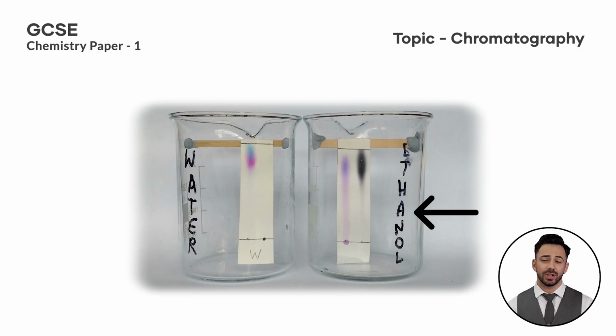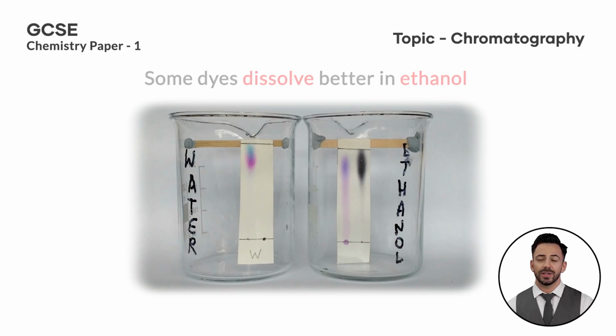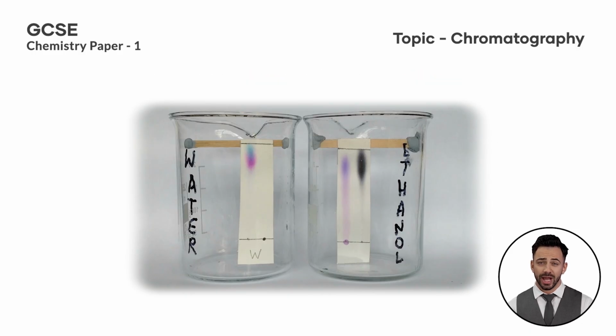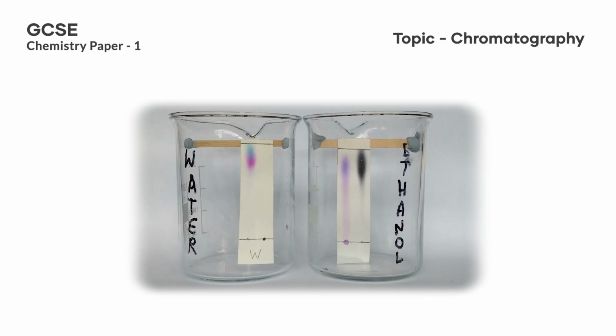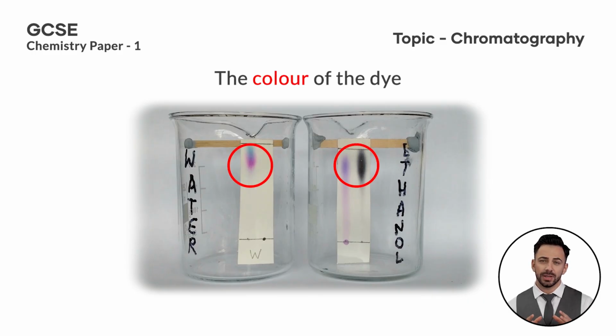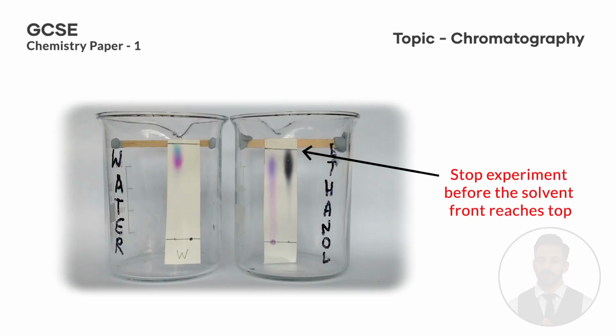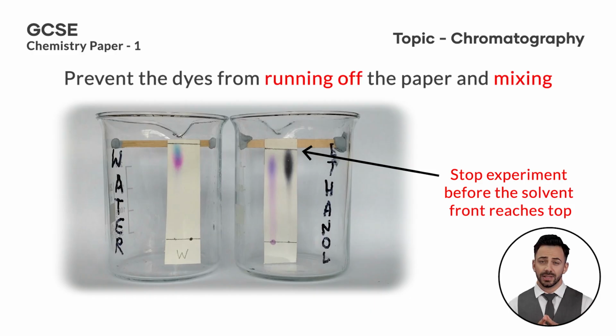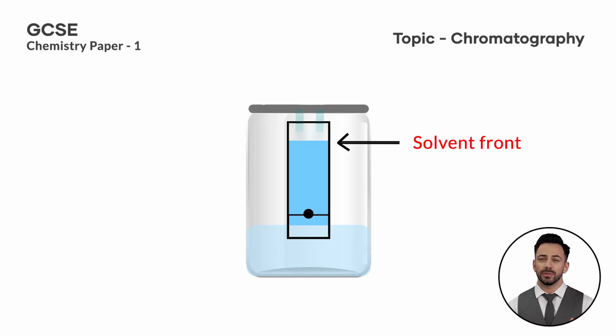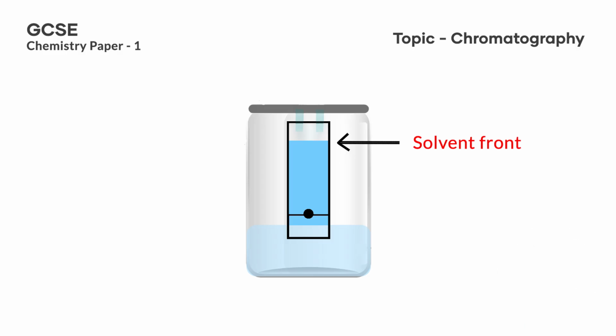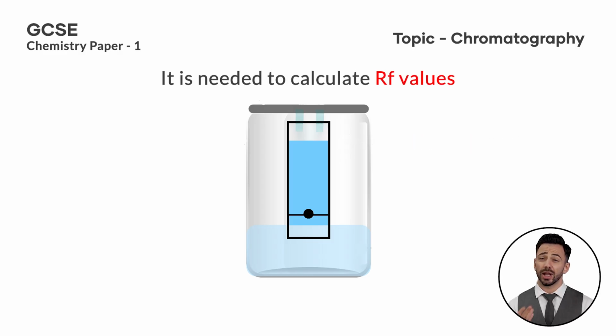Sometimes we use ethanol instead of water as the solvent. Why? Because some dyes dissolve better in ethanol than in water. Which factor does not affect how far a dye travels? The color of the dye does not matter. Why do we stop the experiment before the solvent front reaches the top? To prevent the dyes from running off the paper and mixing. And finally, why must the solvent front be clearly visible? Because it is needed to calculate RF values.